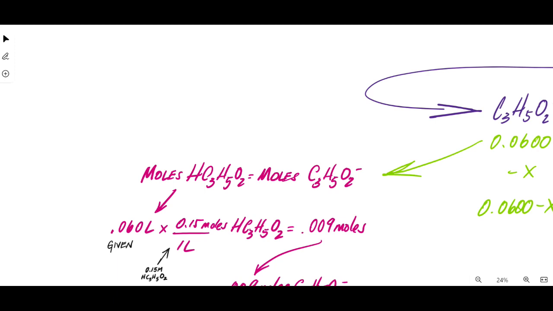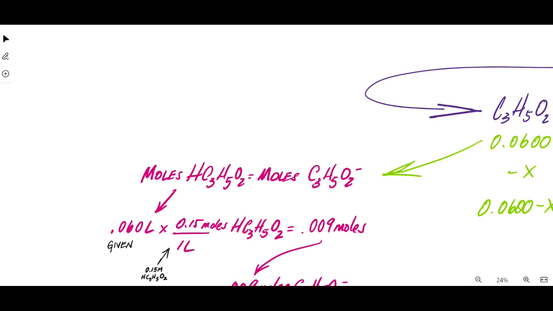So you'll see I've done a calculation here where I'm taking the volume of the weak acid, which was given to us in the problem as 60 mLs, I've just converted it to liters, and I'm multiplying that by the molarity of that weak acid, which again was given to us in the problem as 0.15 molar, and I've just written it out as moles per liter. And I find out that we had 0.009 moles of the weak acid. So that means all 0.009 moles have now been converted into the conjugate base.